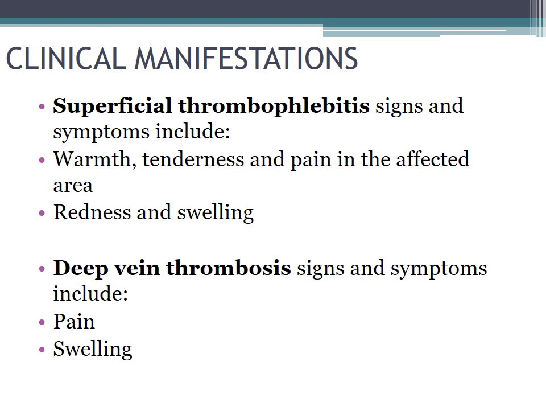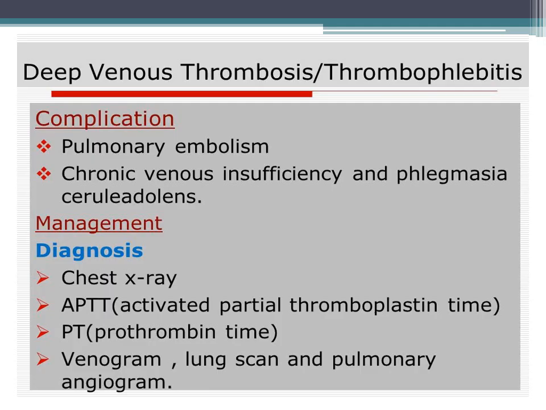The clinical manifestations of this particular condition: in superficial thrombophlebitis, the patient is definitely going to be complaining of pain, swelling, redness in the area, warmth, and tenderness. And when it is deep vein thrombosis, definitely pain as well as swelling. The complications will include pulmonary embolism and chronic venous insufficiency. This can be managed by doing appropriate diagnosis, so that will be a chest x-ray, ultrasound, and also a complete blood profile.